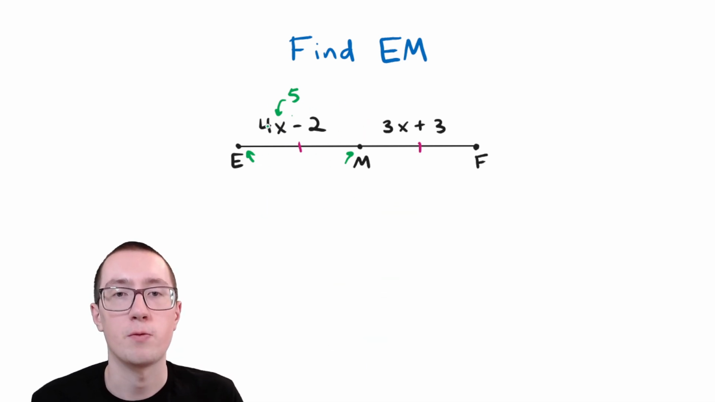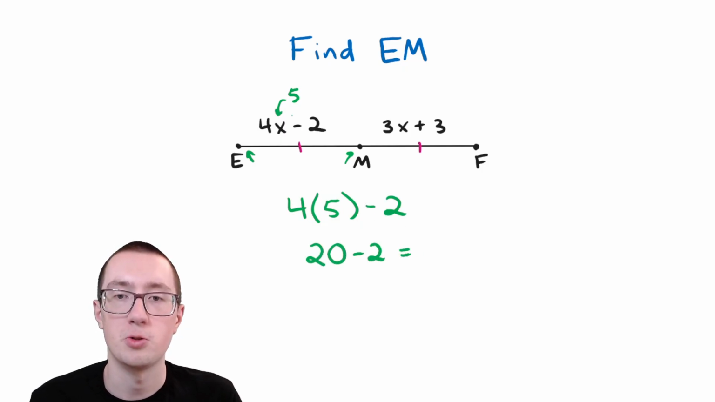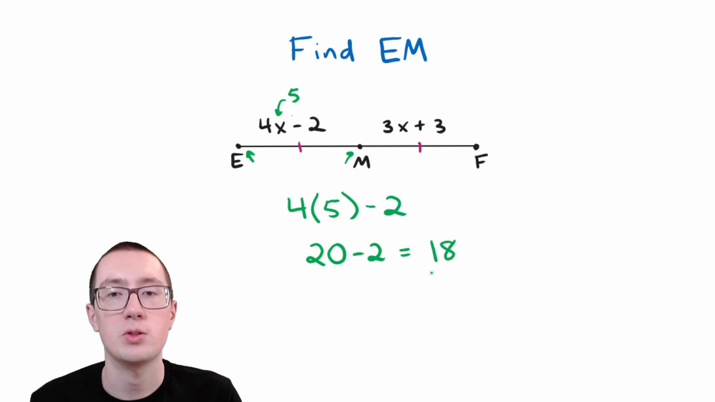So we're going to rewrite 4x minus 2. But instead of x, we're going to put 5. And remember that when it says 4x and there's no sign in between, that means multiplication. So this is going to be 4 times 5. So 4 times 5 is 20, and 20 minus 2 is 18. So our final answer is 18. That is the distance between E and M.